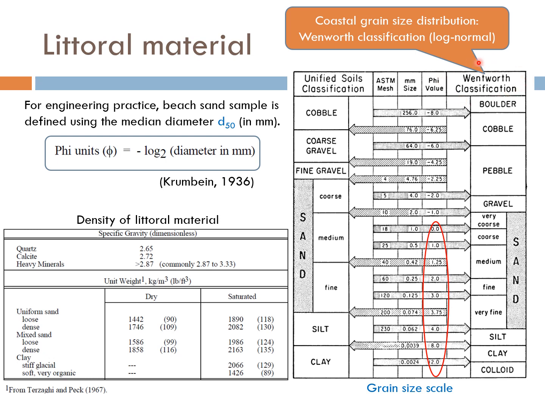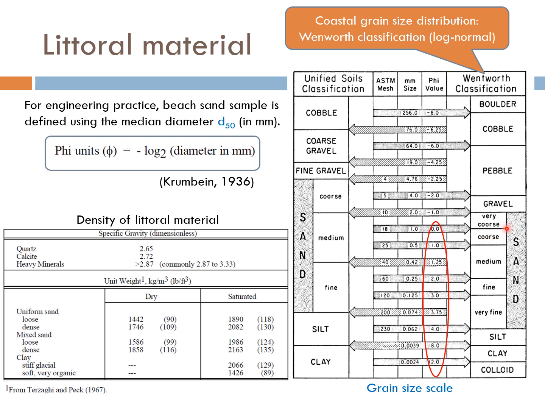The Wentworth classification is slightly different from the unified soil classification. As you can see, the definitions are slightly different. Specifically, the Wentworth classification, which is based on the phi value, defines the coastal sediment primarily as sand or finer material, and they typically have positive phi value. The larger the phi value, the corresponding sediment size is smaller.